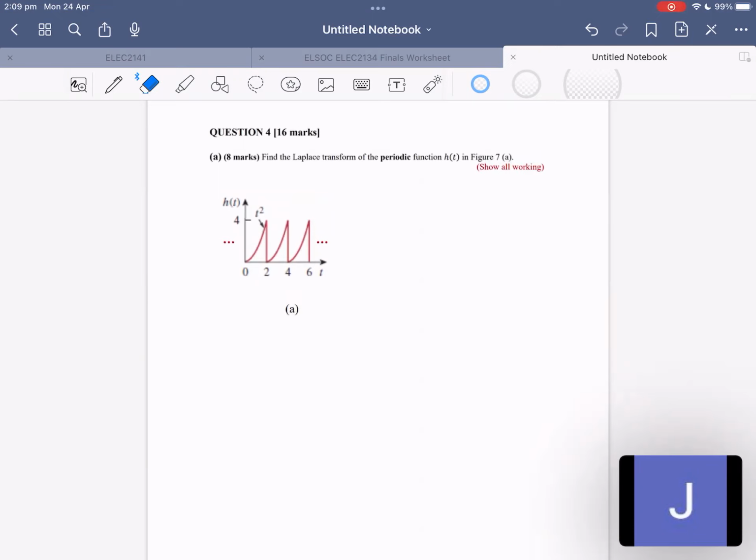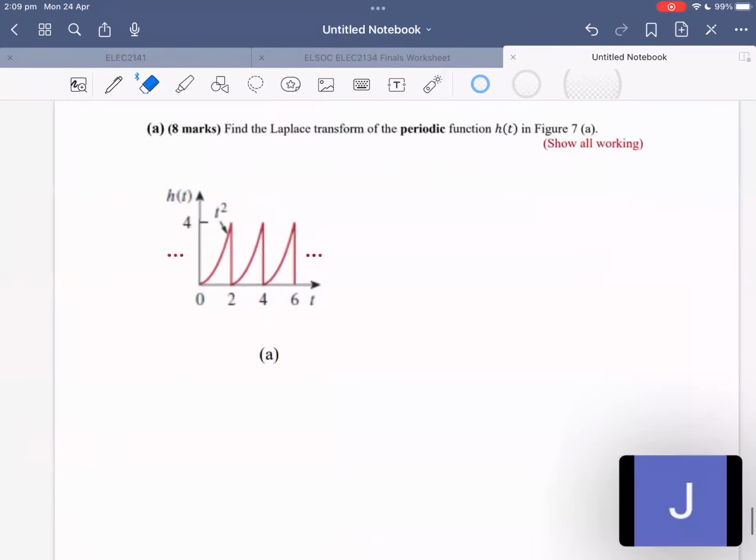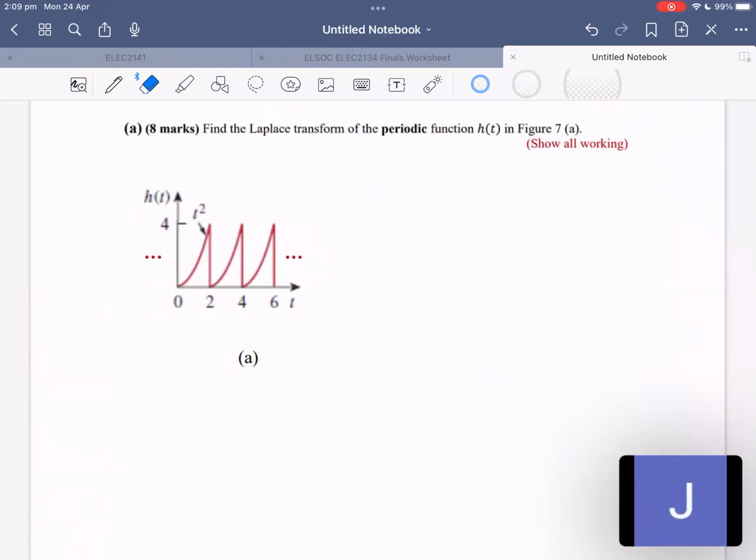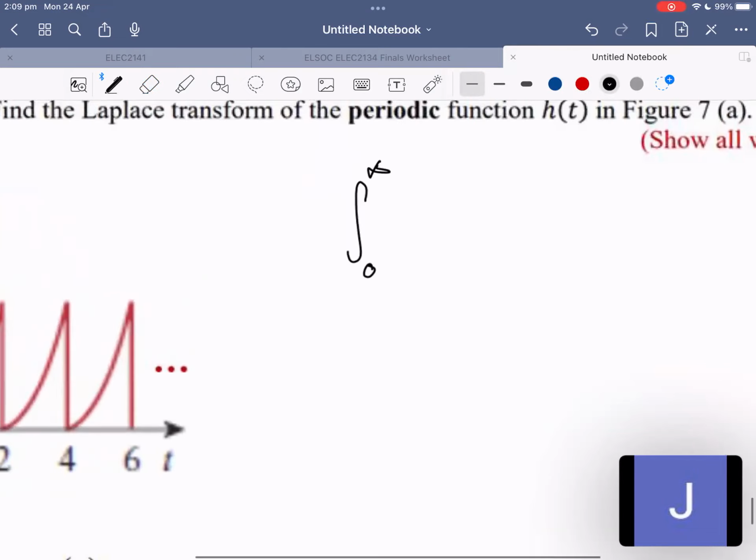So let's start with a Laplace transform question, right? This is from 2021 T1, I think. The question is, find the Laplace transform of the periodic function h of t in figure 7. So you know that the Laplace transform is defined by the integral from 0 to infinity of f of t e to the minus st dt.